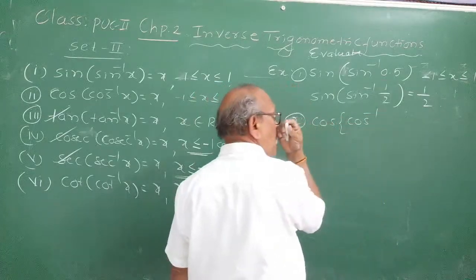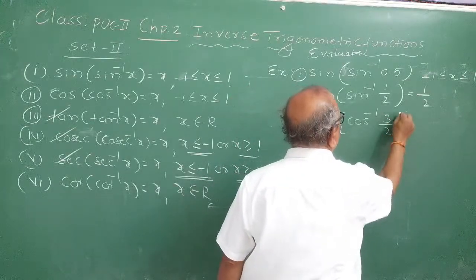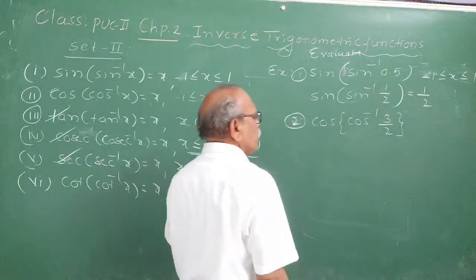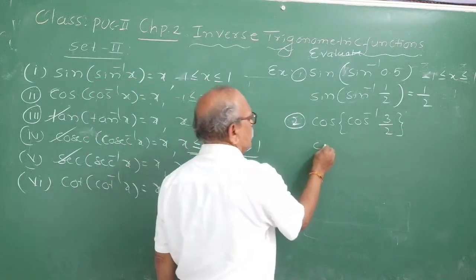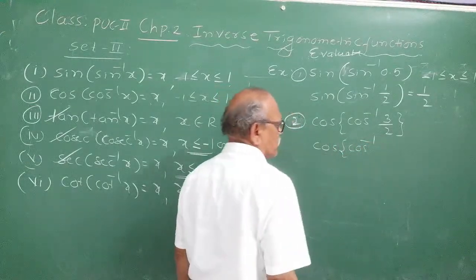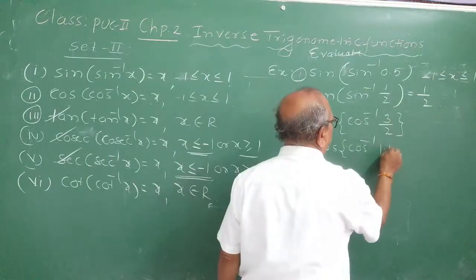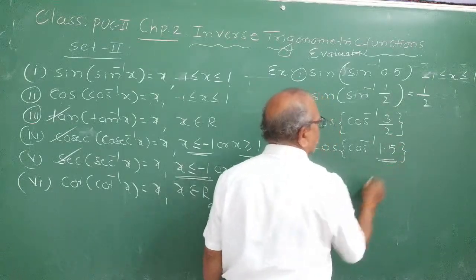Try another example. Example 2, cos inverse 3/2 if I give you. Can I write it? Think of it. What is 3/2? That is cos inverse 1.5. 3/2 means what? 1.5.